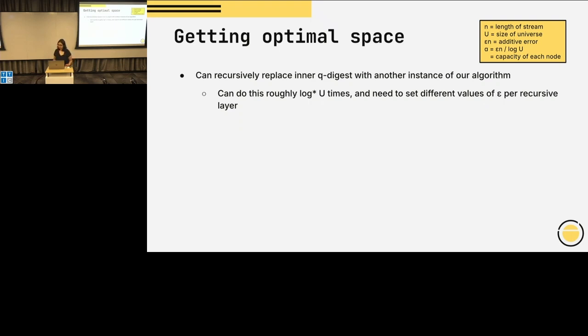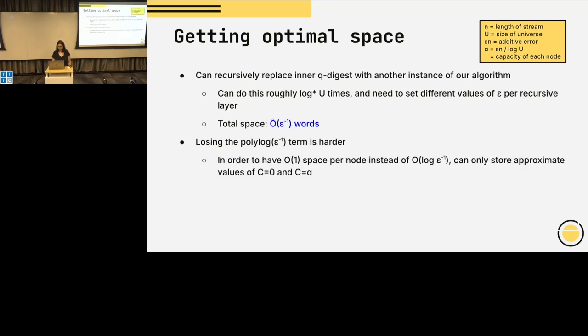Naively you would have to set epsilon equal to epsilon over log star u, but then you would gain a log star u factor in the algorithm as well. So what you actually want to do is vary the epsilons so that things converge properly. Then you can get O of epsilon inverse words using this. As I've described it, this will contain some polylog epsilon inverse terms, which are a little more annoying to get rid of, but you can get rid of them too.